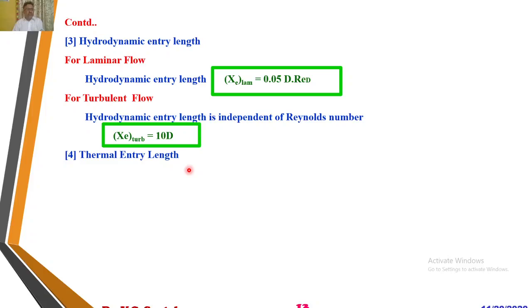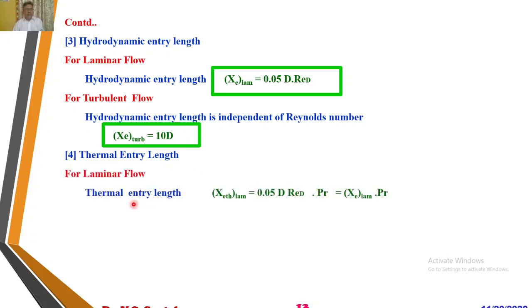Similarly, thermal entry length for laminar flow, x_c,th,lam is 0.05 into D into Re_D into Prandtl number. This parameter is nothing but hydrodynamic entry length x_c,lam into Prandtl number. So this represents the relationship between hydrodynamic entry length and thermal entry length.